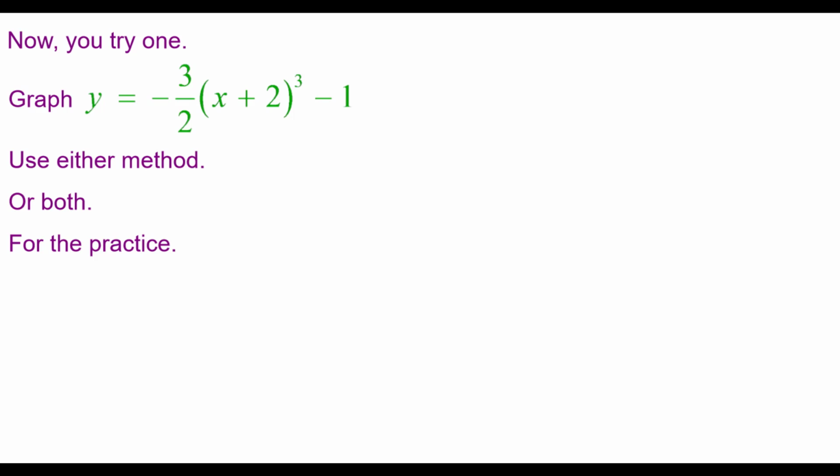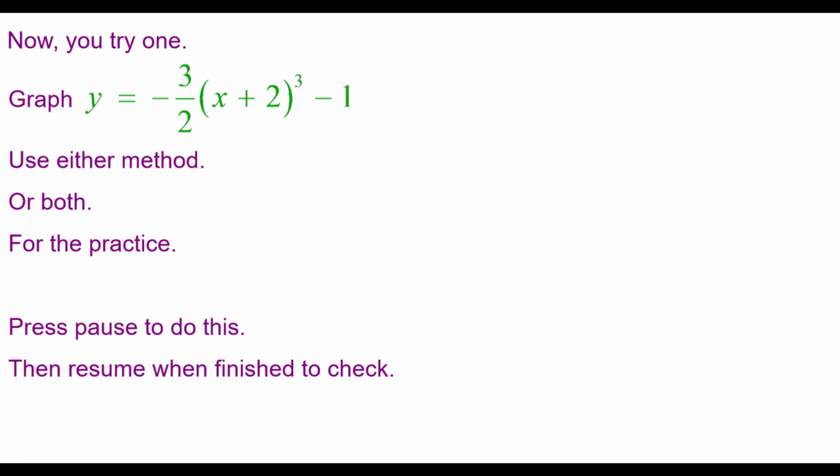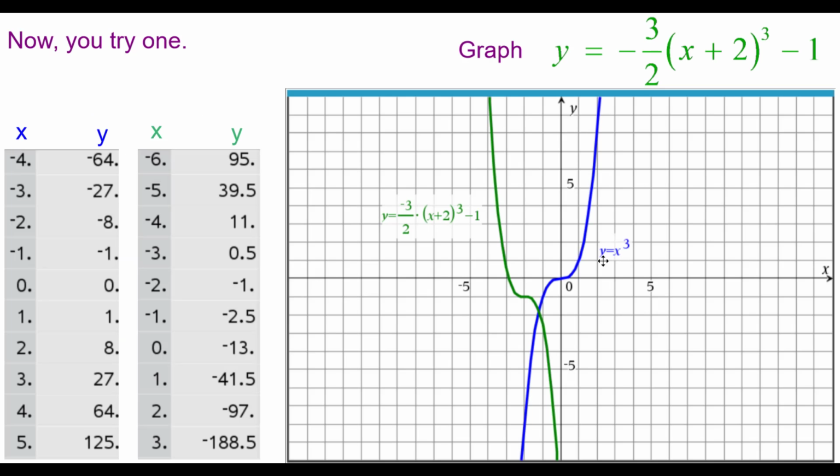Now you try one. Graph y equals negative 3 halves times the quantity of x plus 2 cubed minus 1. Use either method or both for the practice. Press pause to do this and then resume when you're finished to check your answer. And here's your answer in green along with the table of values.